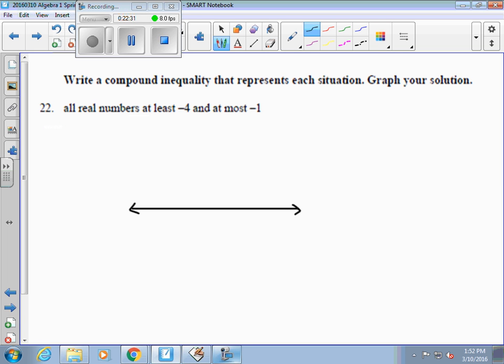Write a compound inequality representing each situation, graph it. All real numbers at least negative 4. So right here, at least negative 4. X and negative 4. At least means that x has to be greater than or equal to negative 4. And at most, negative 1. Again, x and negative 1. At most means that the numbers are going to be smaller than negative 1. So x has to be less than or equal to negative 1.